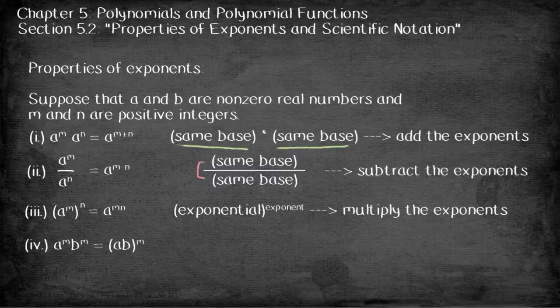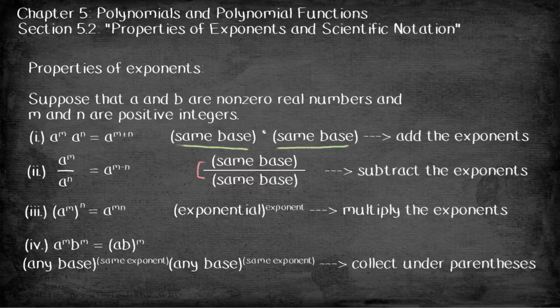Next up, we have a to the m times b to the m, and that's equal to ab all raised to the m power. What this means is you can collect two numbers, even if they're different, under the same exponent. So any base raised to the same exponent times any base raised to the same exponent, you can collect those together under the parentheses.